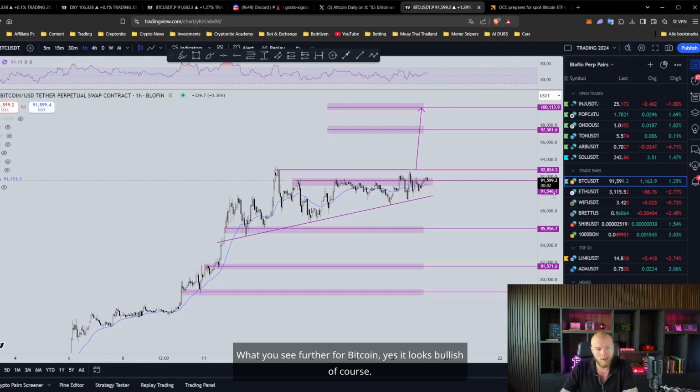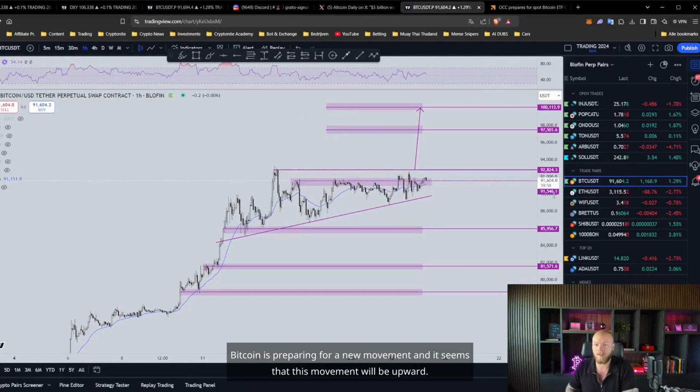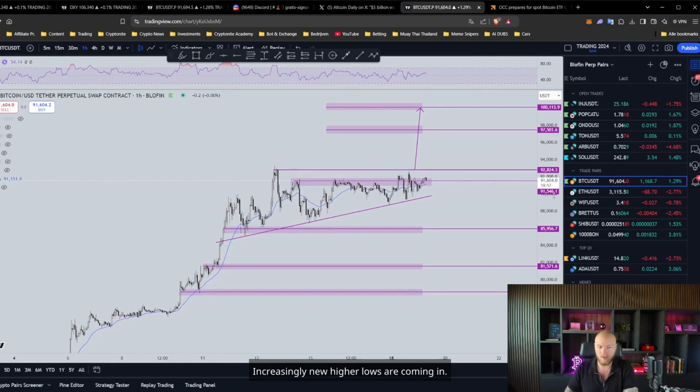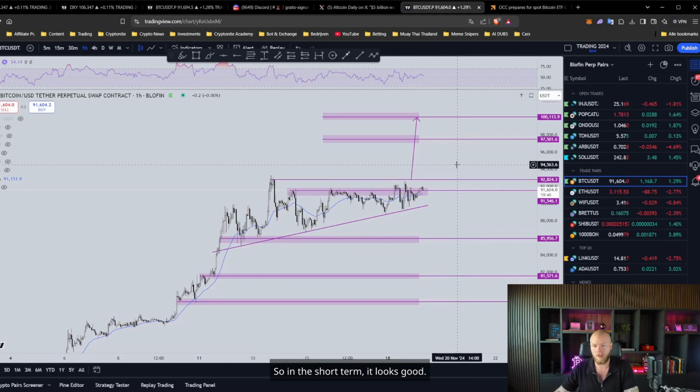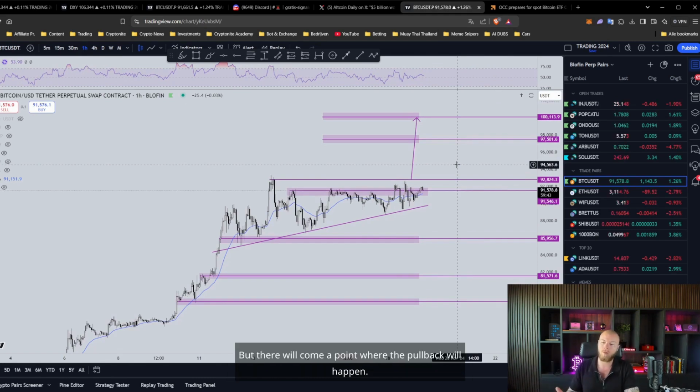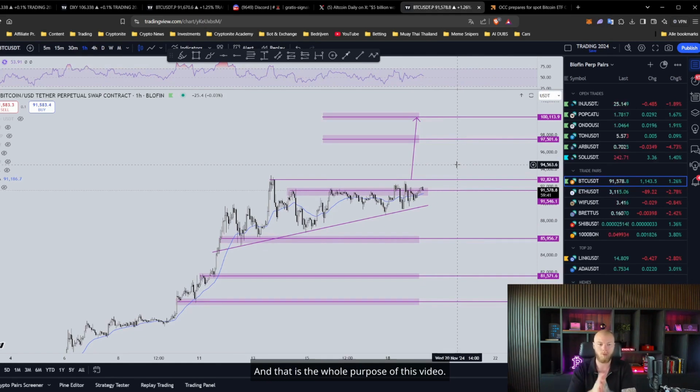What you see further for Bitcoin, yes, it looks bullish, of course. Bitcoin is preparing for a new movement, and it seems that this movement will be upward. Increasingly new higher lows are coming in. Resistance remains the same, and the target for this is simply 100K. So in the short term, it looks good. I think the coming weeks will still be good for Bitcoin, but there will come a point where the pullback will happen. And that is the whole purpose of this video.